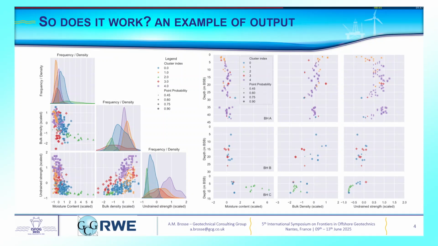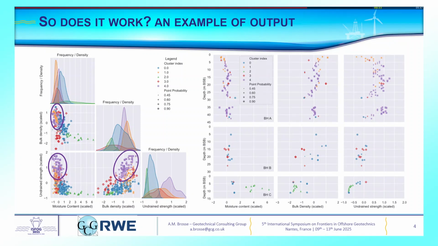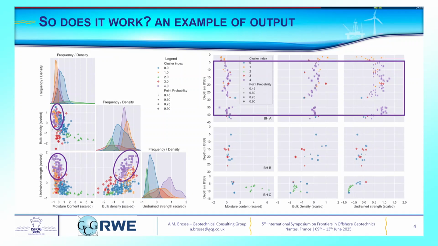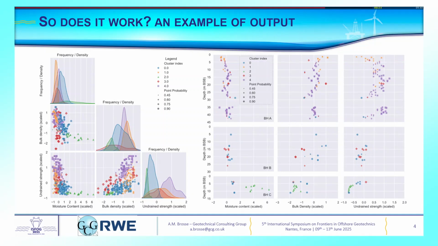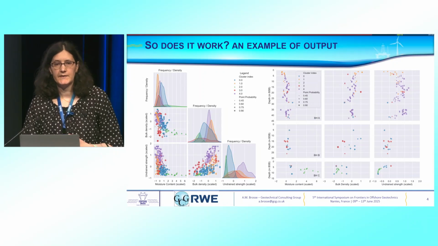We can see that the algorithm was able to detect this low strength, high water content material in green, which actually corresponded to a layer in one of the boreholes. Then we also had a high strength, low water content material in purple, which was found in this borehole and in others. So hopefully this shows you that this method provides a useful visualization to identify zones of similar material and then select your representative samples.